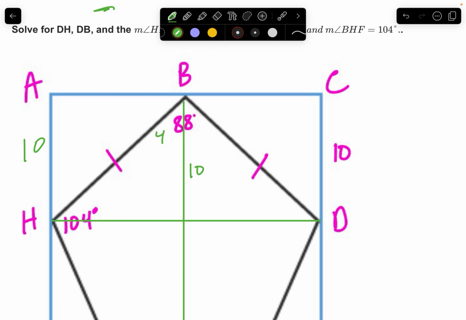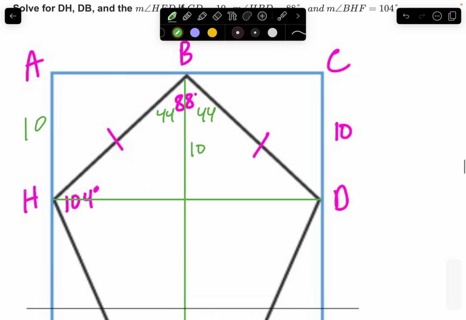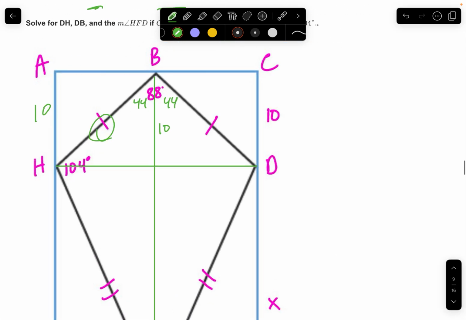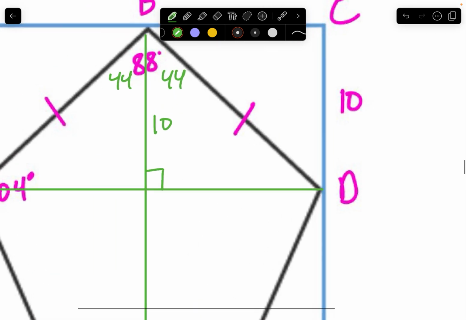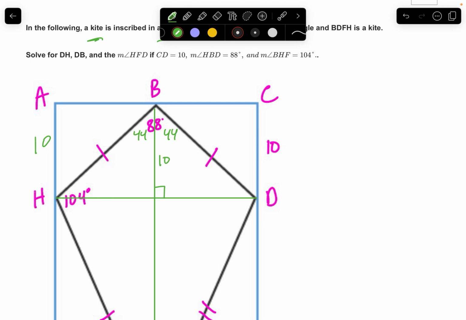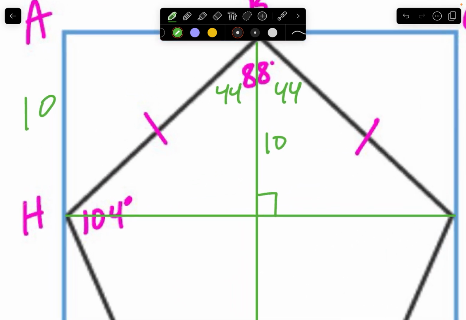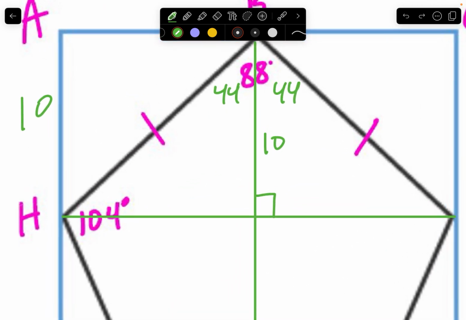Rules of kites, it's going to cut this in half. Remember, kites are folded in half on one direction. If they're marking those two sides equal, I know it folds left over right. That means this corner is cut in half. That means this corner is also cut in half. We know that it's a kite, so this is 90. We know that corner is 104, but if this much is 44, then this is going to be 46.